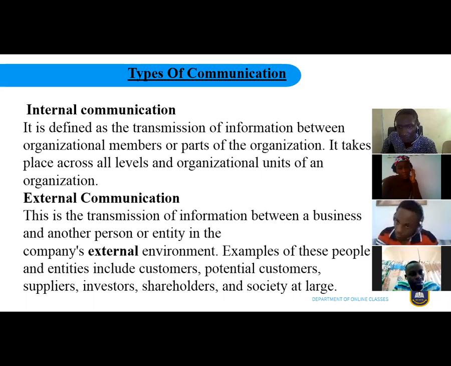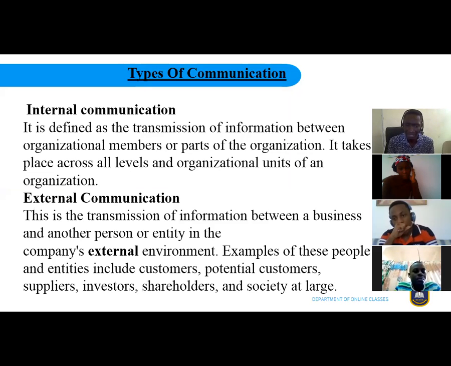Internal communication. Communication between students of Sonrise and the SRC of Sonrise is still part of what? Internal, because it is happening right within the same organization. Another example, communication between the human resource manager and the marketing manager of the same organization is an example of what? Internal communication.